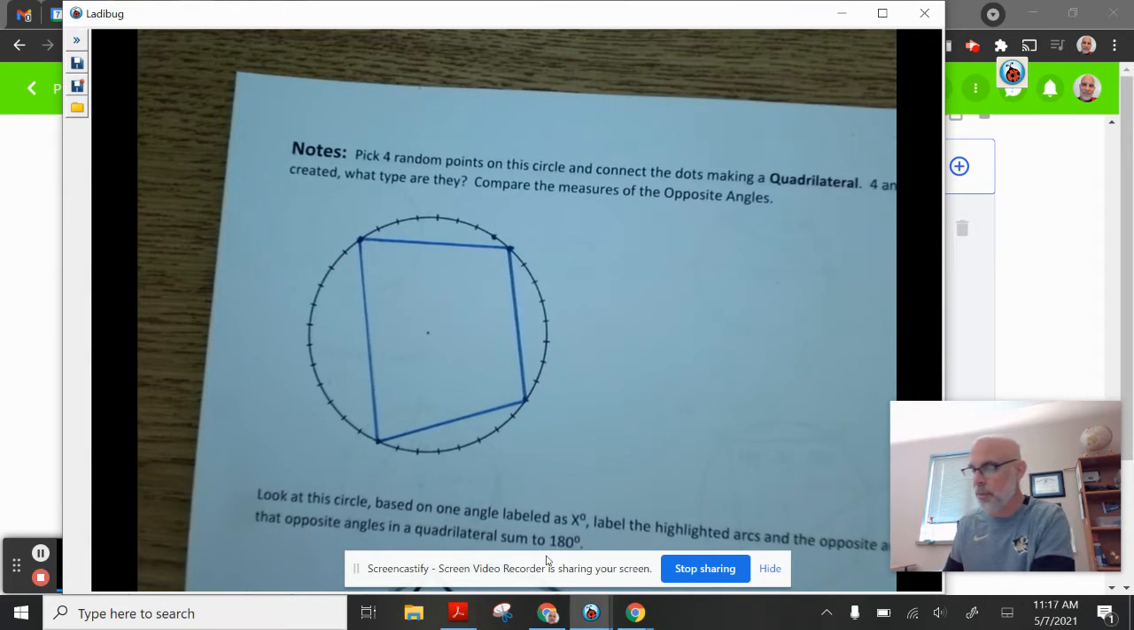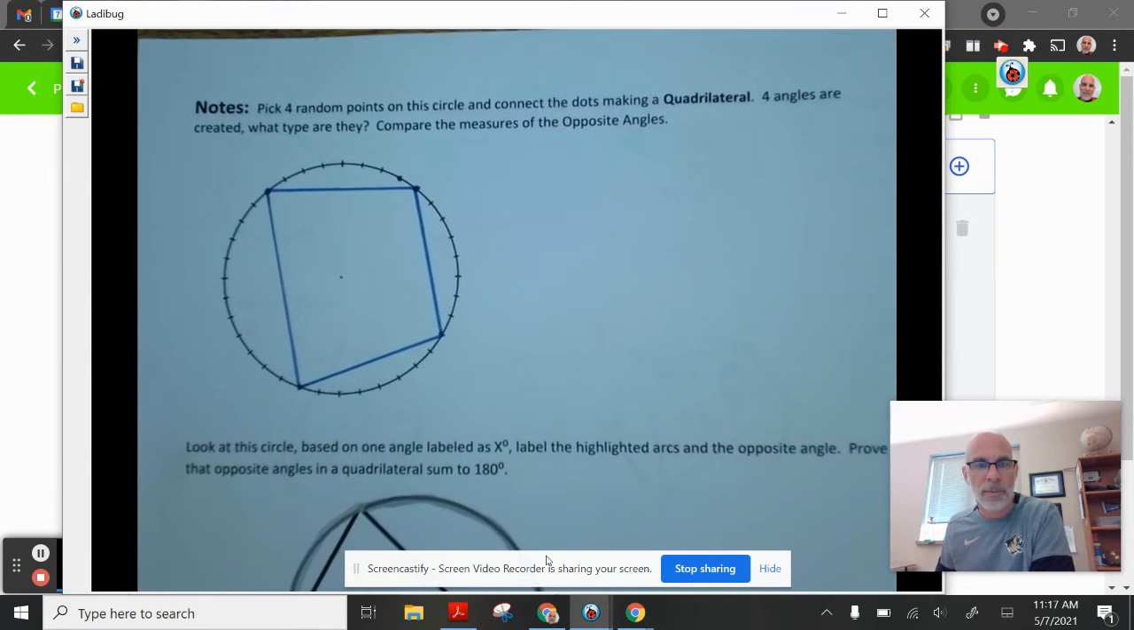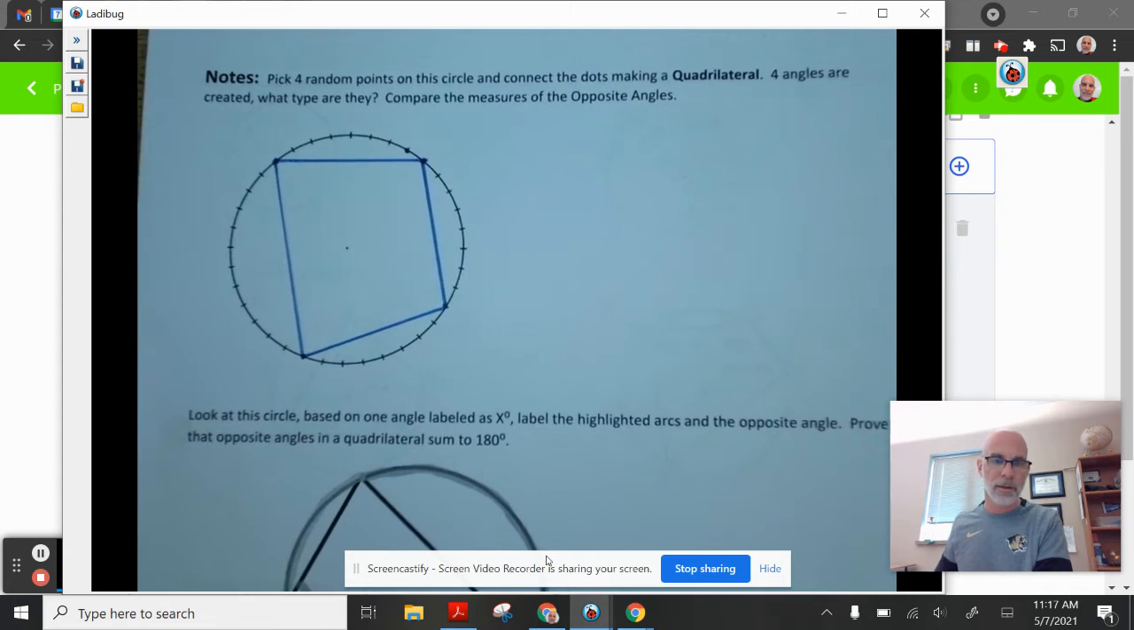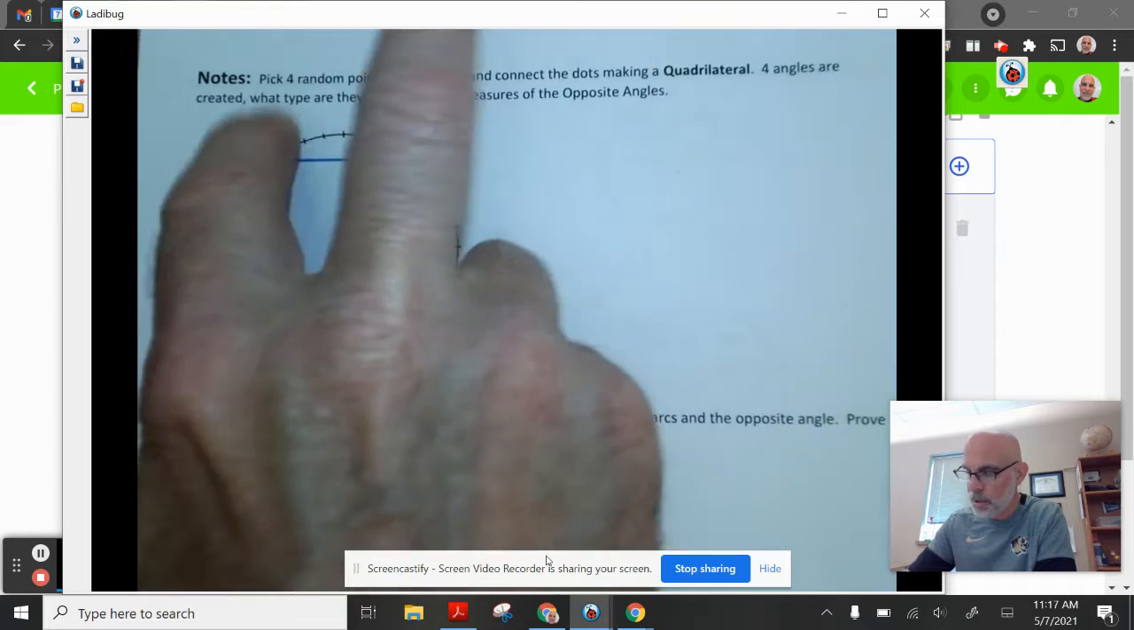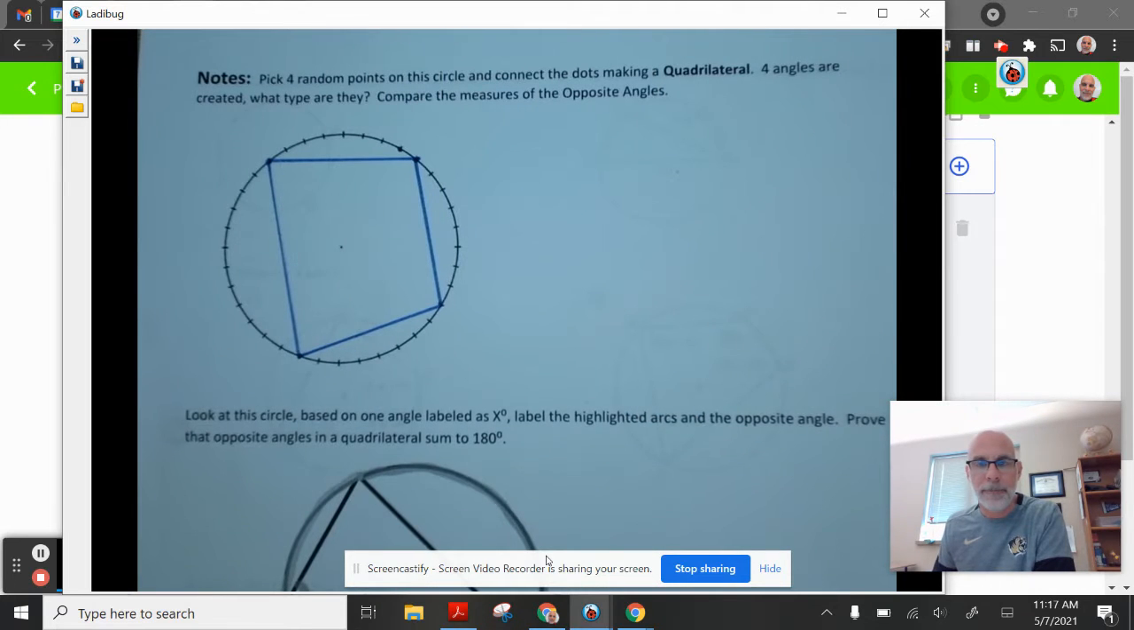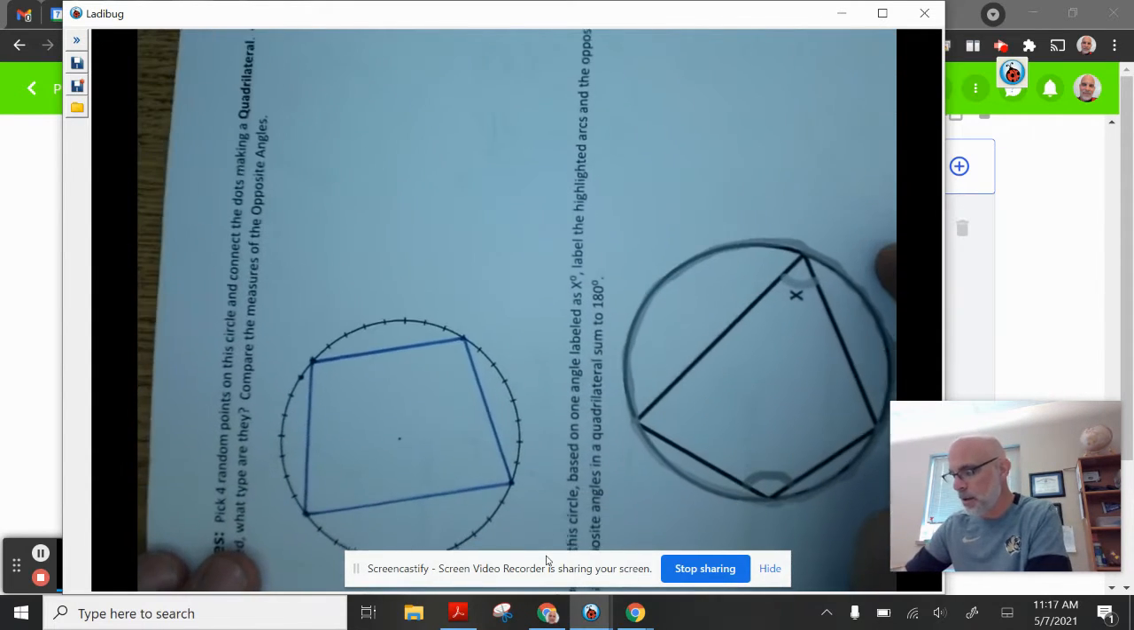Okay, we're going to talk a little bit here about some special instances on circles. This is a little experiment that says pick 4 random points on this circle and connect the dots, making a quadrilateral. We just studied quadrilaterals, so I chose 4 random locations around, and I drew in a quadrilateral. I don't know if it is anything in particular. Maybe it's kind of like a trapezoid.